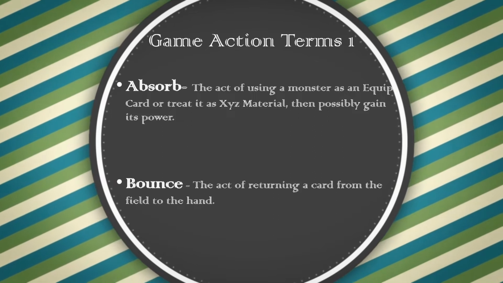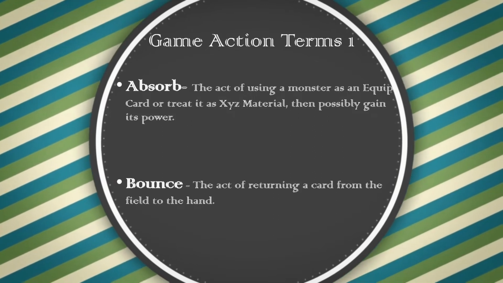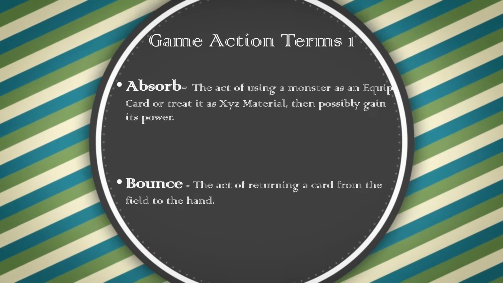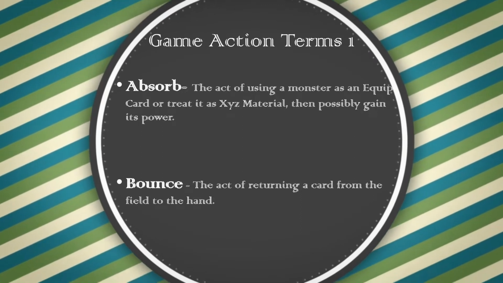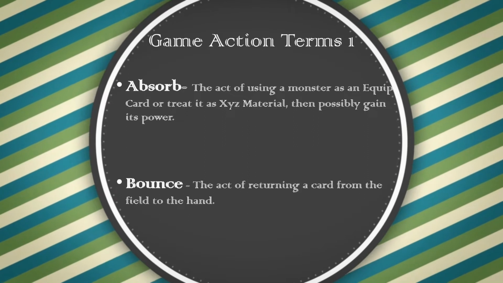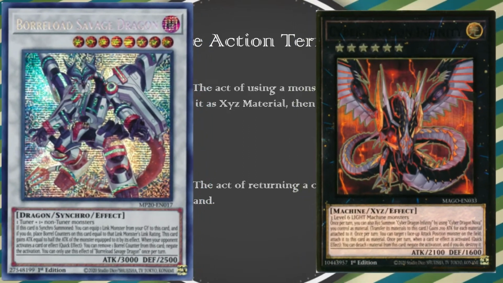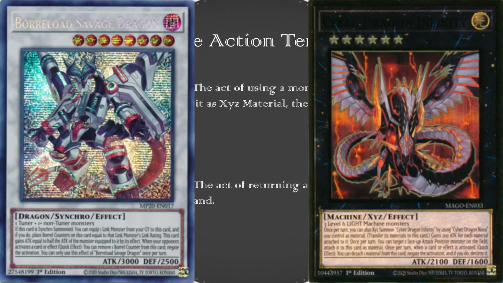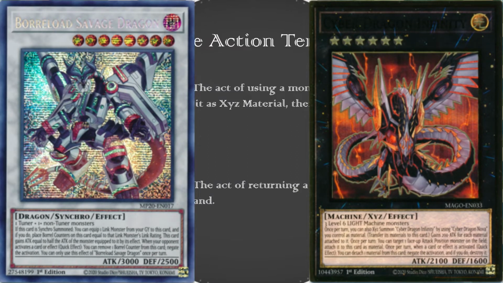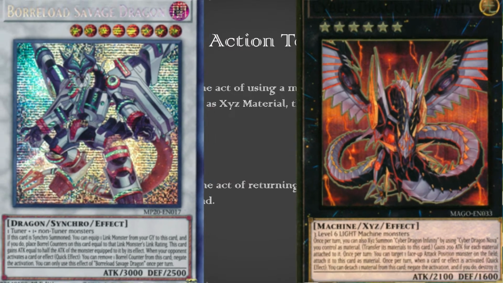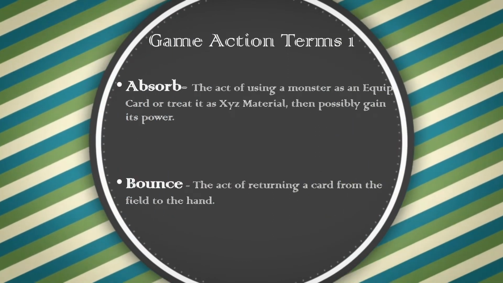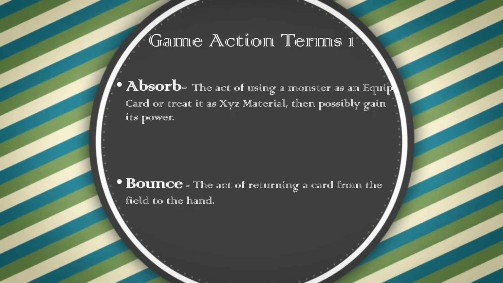Absorb. The act of using a monster as an equip card or treating it as Xyz material, then possibly gaining its power. Examples of monsters with the ability to absorb would be Borreload Savage Dragon and Cyber Dragon Infinity. Borreload Savage allows it to absorb a Link monster in your graveyard and get counters based on its rating. Not only does it increase Borreload Savage's attack, but it also gives it negates based on those new counters. Cyber Dragon Infinity allows it to absorb a face-up monster for material, increasing the number of times it can use its effect.